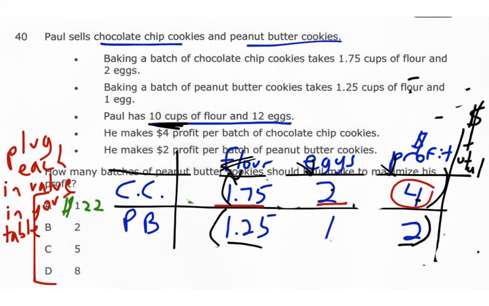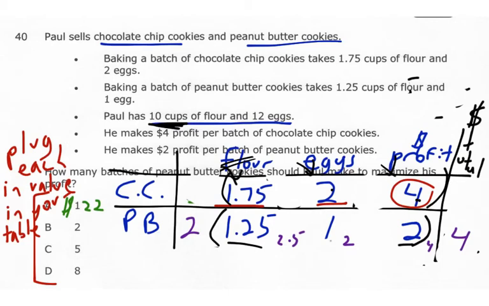Alright, so if I try 2 peanut butter cookies, I'm going to distribute that 2 to all my flour, eggs, and profit. So 2 times 1.25 gives me 2.5. 2 times 1 gives me 2. 2 times 2 gives me 4. So I have $4 I'm making off the peanut butter cookies.